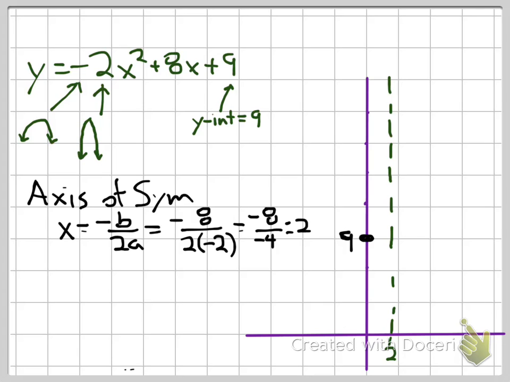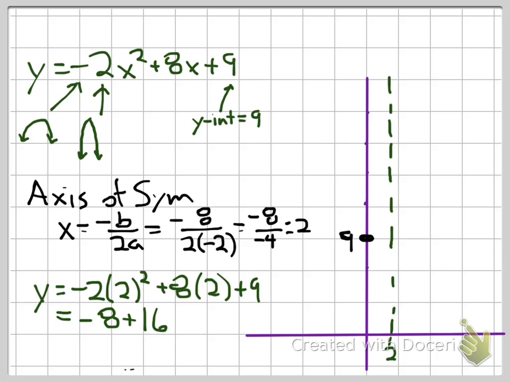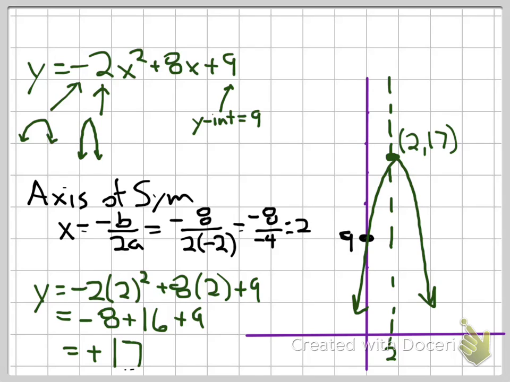I now plug that in to my equation to find the point that it works at 2 on the axis of symmetry. So that's negative 2 times 2 squared plus 8 times 2 plus 9. This becomes 4 times negative 2, or negative 8, plus 16 plus 9. Looks like we have 25 minus 8 is positive 17. So right about this point is where we hit. On the other side, we graph it. Let's label at 2, 17 was our vertex.